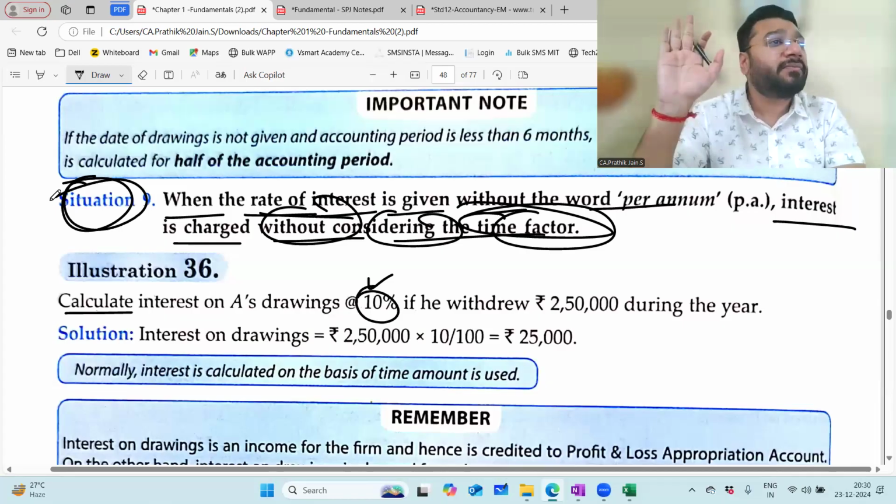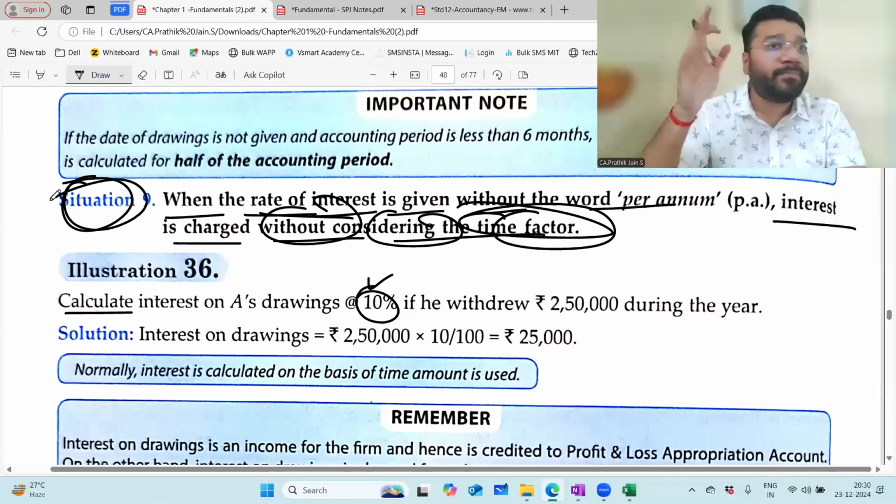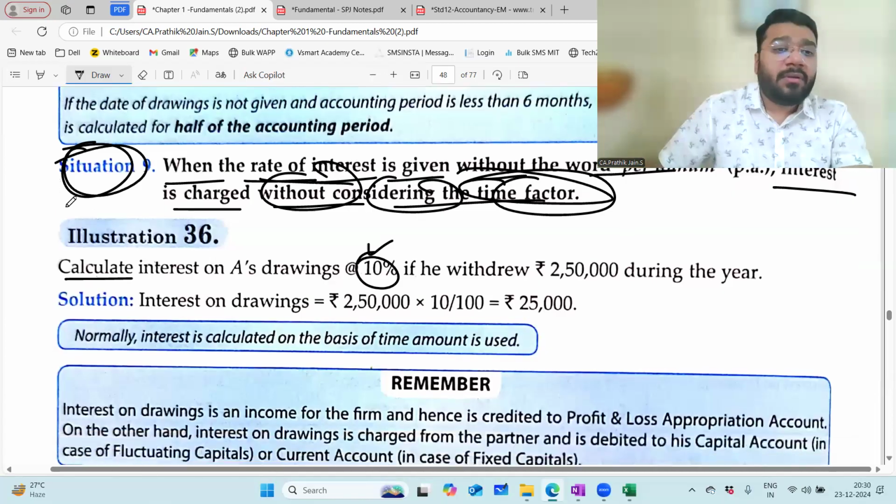Why is there a distraction? If you want to wind up, I'll wind up. I'll wind up. You manage on your own. I'll wind up. Then why distraction? Calculate interest on age drawing 10%.